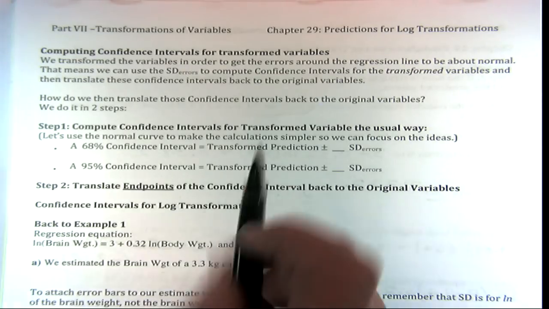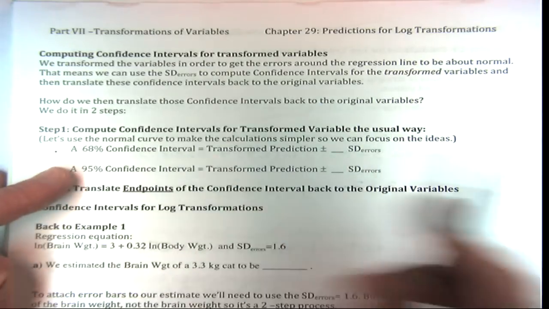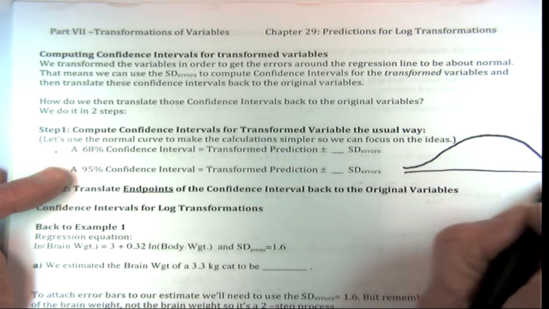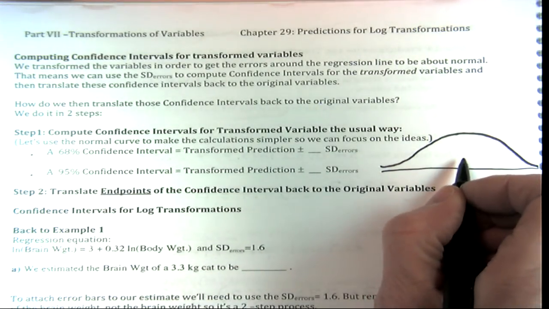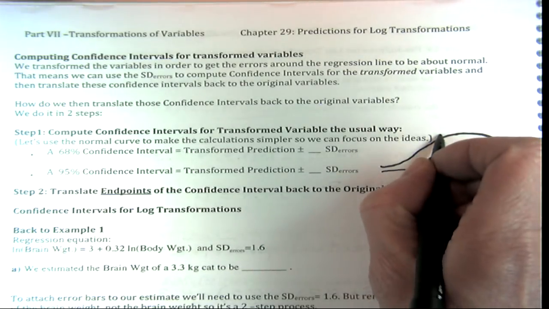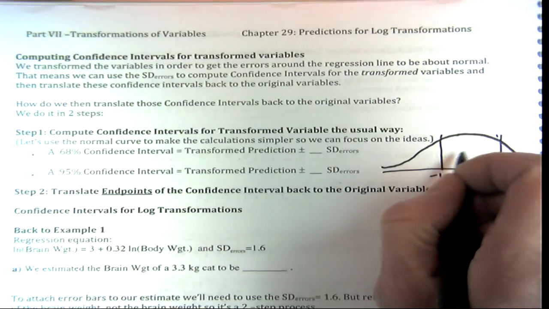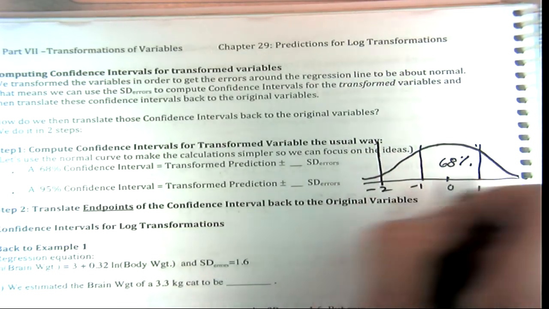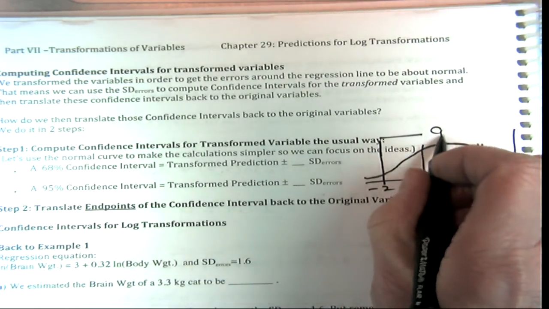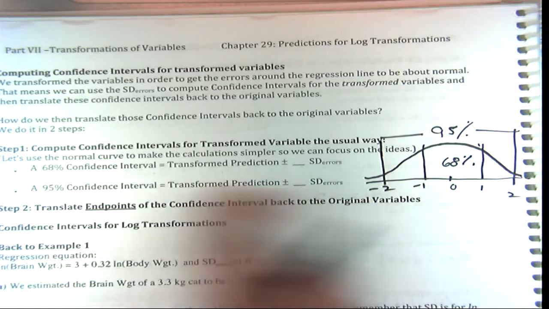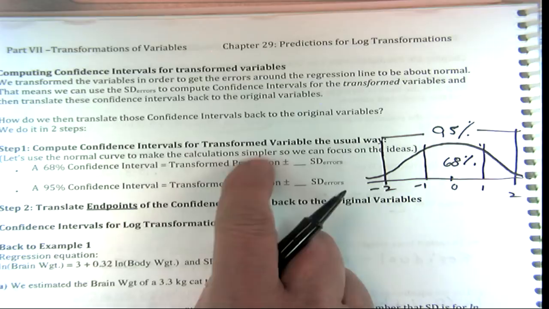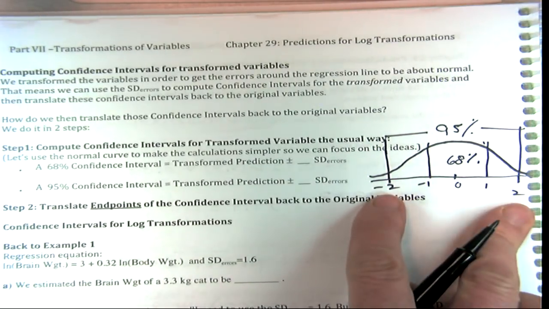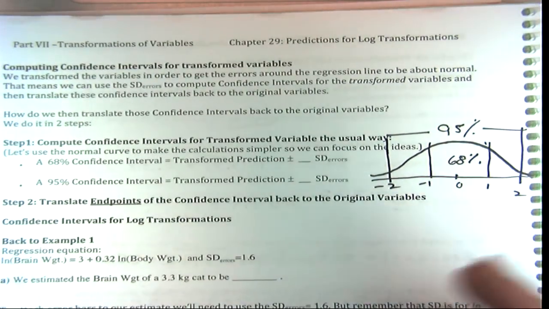So let's do this in two steps. First of all, remember confidence intervals. Now we have these errors that are normally distributed, the standard deviations of the errors. That means they're centered at 0. Between negative 1 and 1, about 68% lie, and between negative 2 and 2, approximately 95% of the data lies. So let's use the normal curve to make the calculations instead of the t or anything like that, so we can focus on the ideas here. A 95% confidence interval will be our estimate plus or minus 2 standard deviations of the errors.